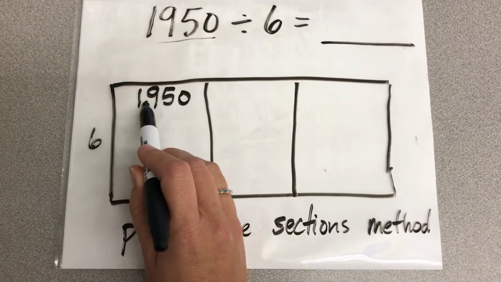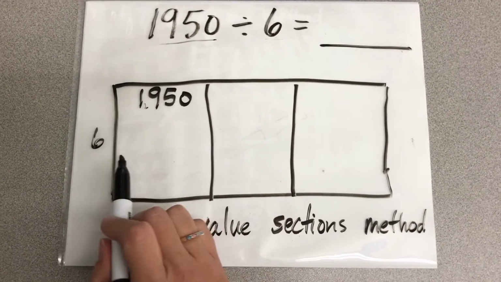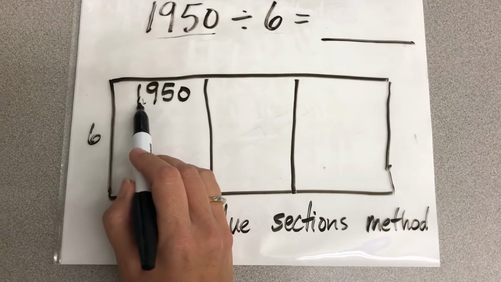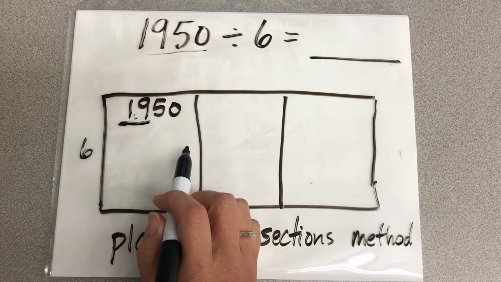So we're going to do 1,950 divided by 6. And the first thing you're going to do is just pay attention to the first couple digits of this number. So let's just pay attention to the 19.